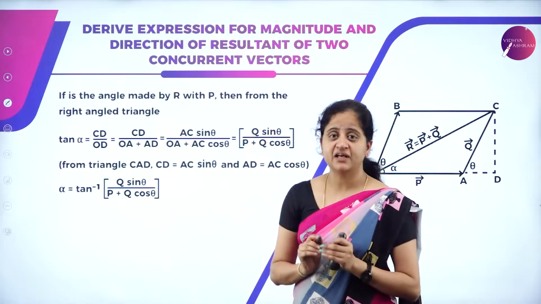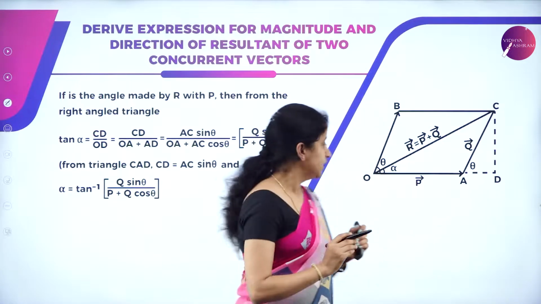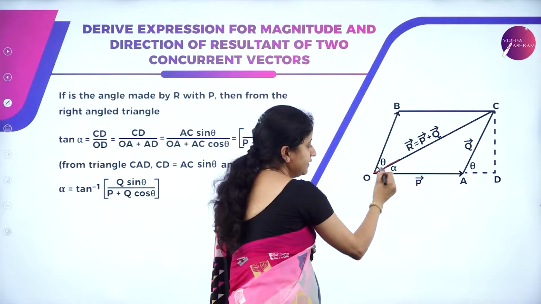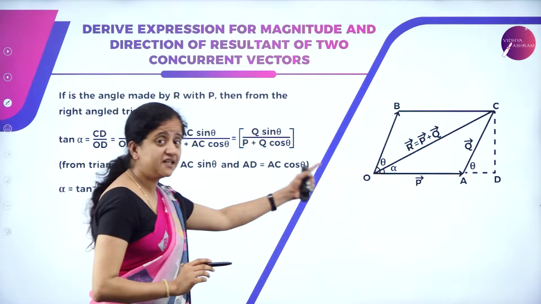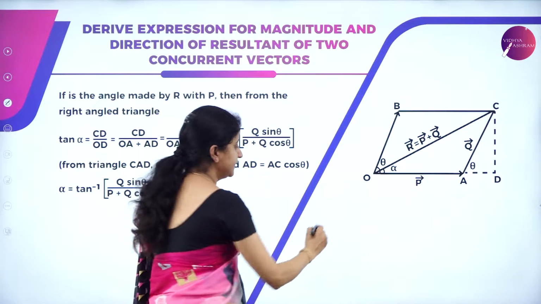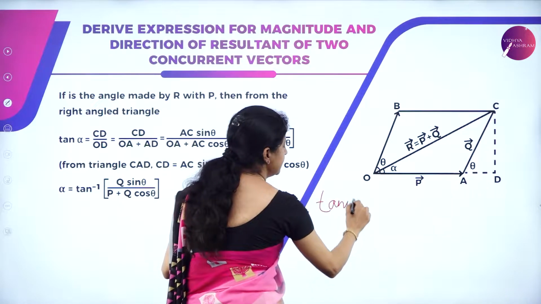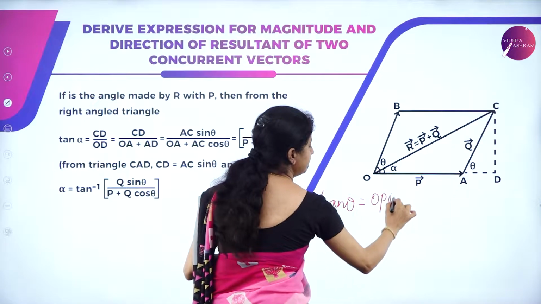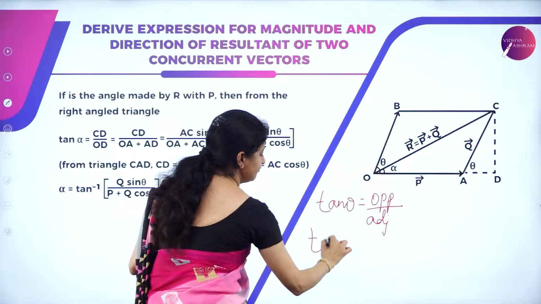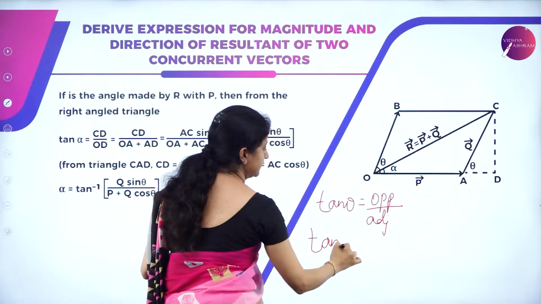Now let us derive the expression for direction. You can see here alpha is the angle made by R with P. Considering the right angle triangle, how to define tan theta? Generally tan theta is defined as opposite divided by adjacent. Now our angle is alpha. Alpha is the angle made by the resultant with P.